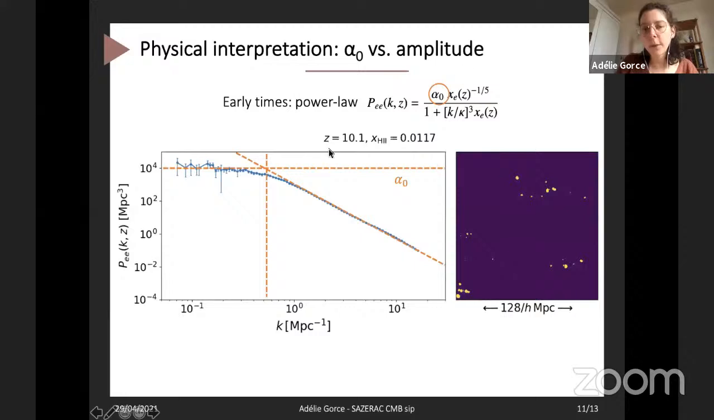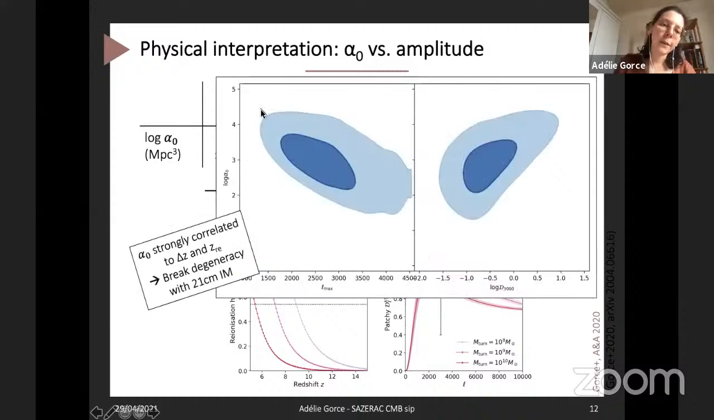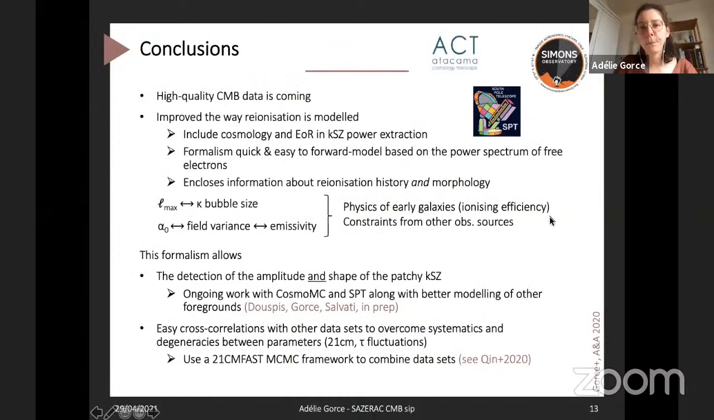The second parameter is alpha naught. As I mentioned before, because it's the amplitude of the power spectrum, you expect it to be correlated with the amplitude of your power spectrum, but it's a bit more complicated than that because it's also correlated with the size of your bubbles. In general, it's correlated with the multipole where your power is maximum, but also with the amplitude at L equal 3000, sorry. So it's correlated with a bunch of other information related to reionization, and you will need to cross-correlate with other data, such as 21 centimeter intensity mapping, to break the degeneracy.